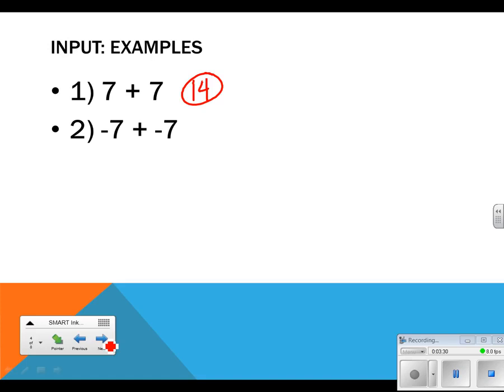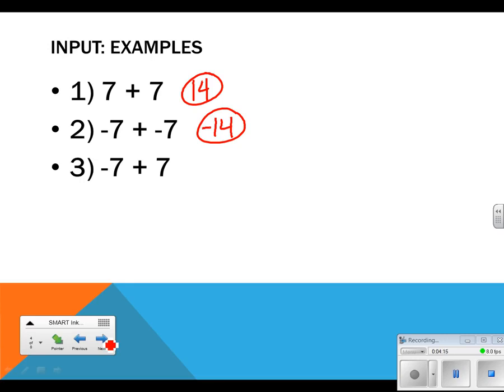And then we see in this next problem, it's negative 7 plus negative 7. Now, we can think of this as money. I'm down $7, and then I'm down another $7, so I'm down $14. Well, when we look at these problems, in both of them, the signs were the same. In the first problem, 7 and 7 were both positive. We totaled them up, and the answer was positive. In the second one, we were dealing with two negatives. We totaled them up and kept that negative sign. Same sum, kept the sign.